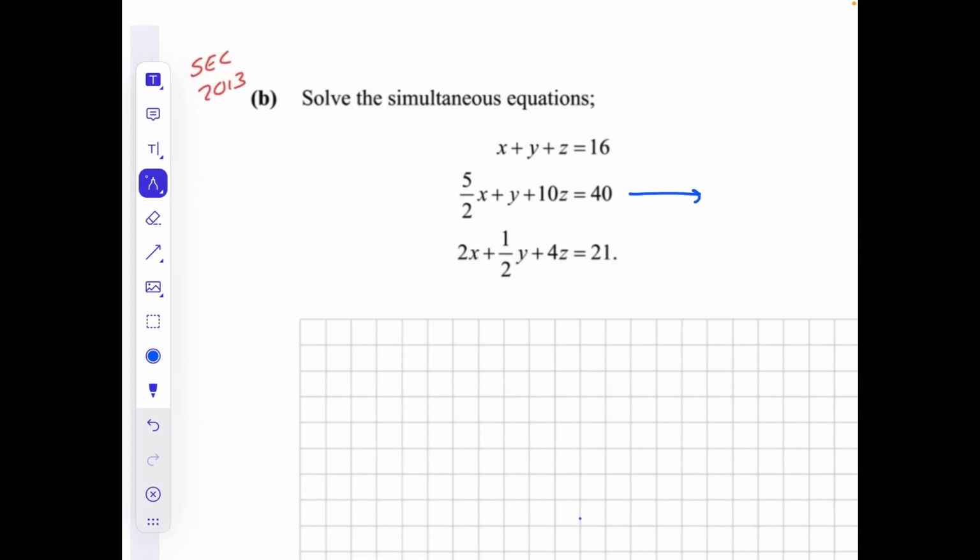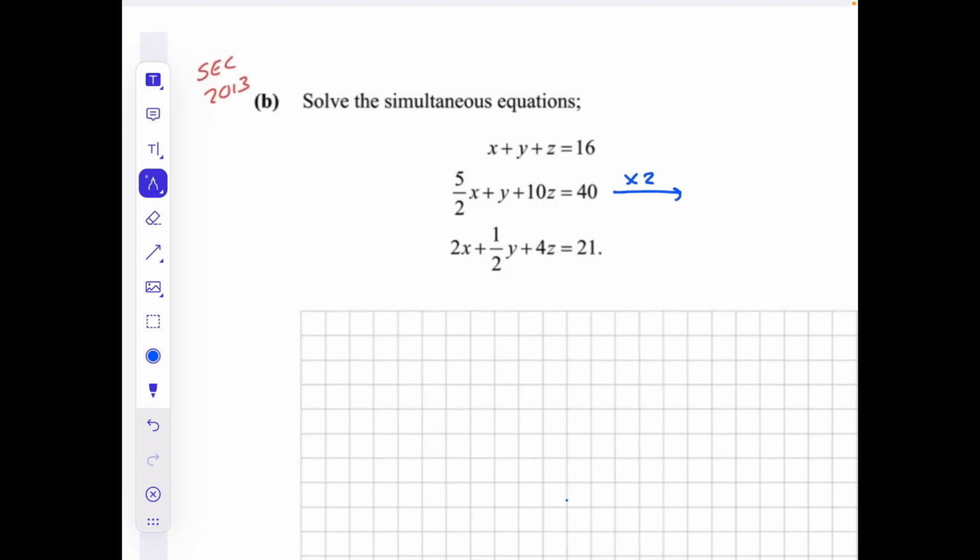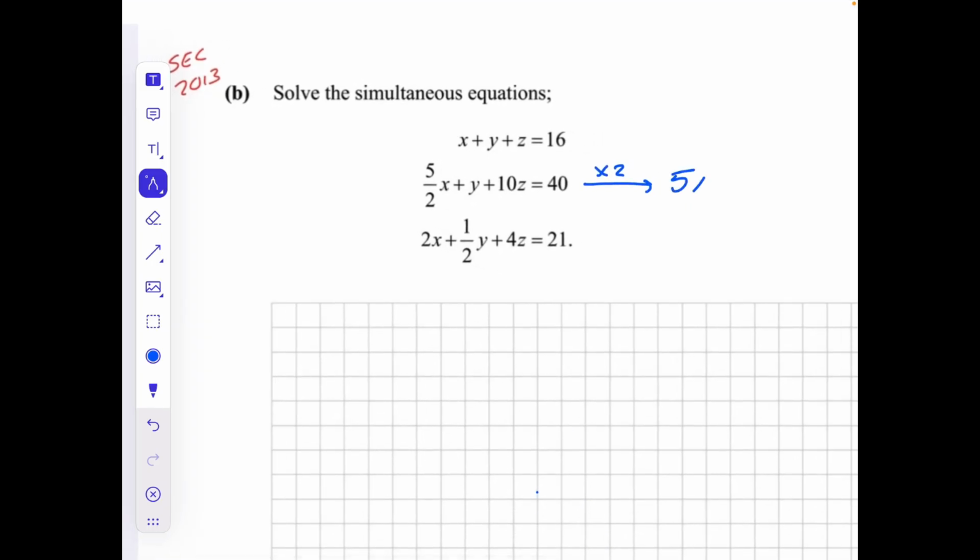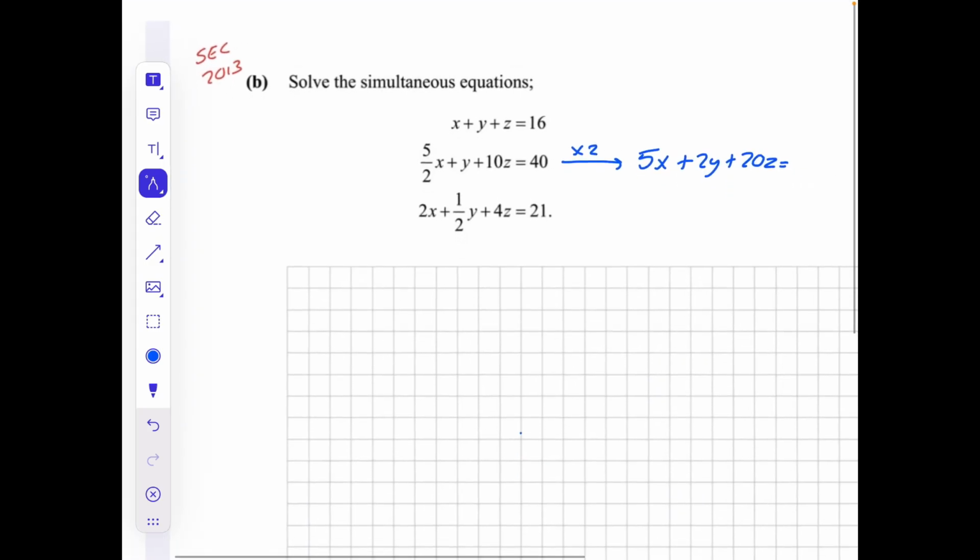Okay, so with this one here, I want to get rid of that 5 over 2. I don't really want a fraction in my question. So to get rid of that 5 over 2, if I multiply 5 over 2 by 2, the fraction's going to be gone. I'm going to be left with 5. So if I multiply this whole line by 2, 5 over 2 multiplied by 2 is 5. Y multiplied by 2 is 2y plus 20z is equal to 80. No fraction left.